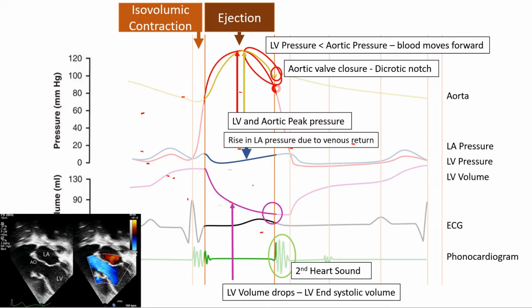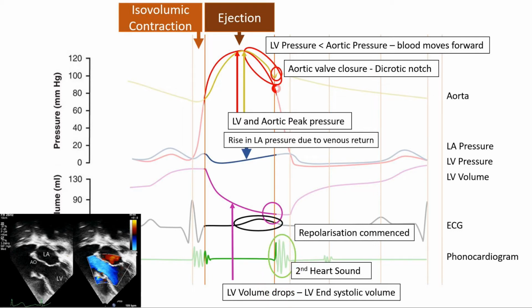If you concentrate on the left atrial pressure tracing, you will see that there is a gradual rise in left atrial pressure due to pulmonary venous return into the left atrium and systemic venous return into the right atrium. If you analyze the ECG waveform, you will notice towards the end of ejection there is the T wave, which indicates repolarization of the left ventricular myocardium. At the end of this period of ejection, you will see on the phonocardiographic recording the appearance of the second heart sound, which indicates closure of the pulmonary and aortic valves.